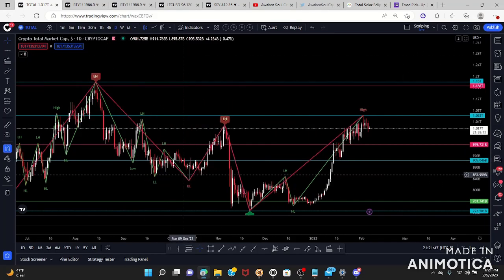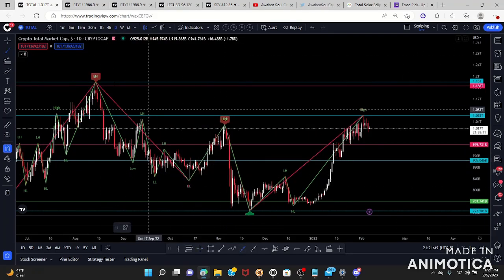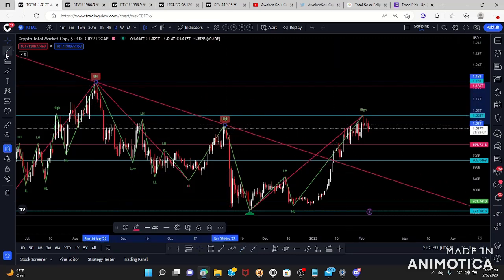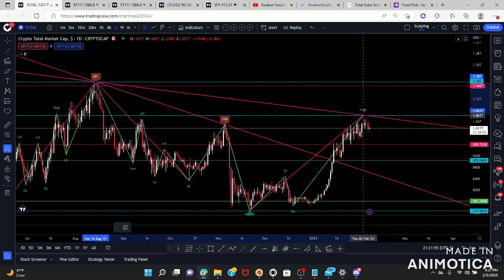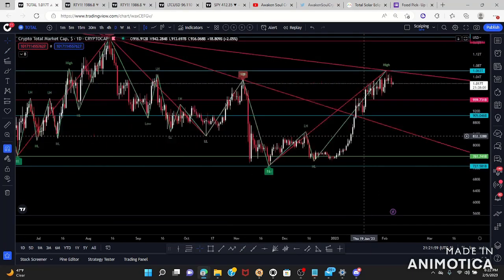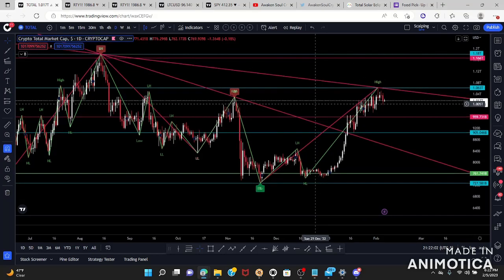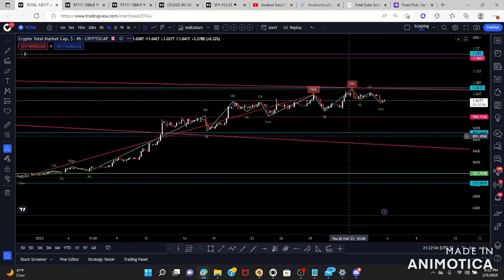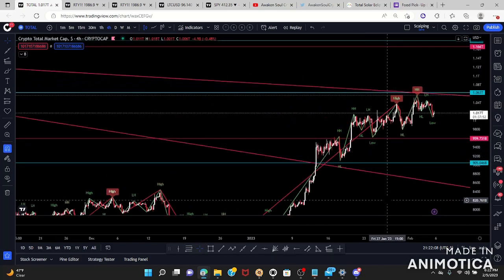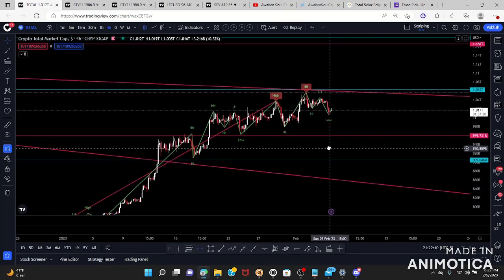Okay, so now that I am in my daily, I'm gonna put some trend lines from high to lower high, from high to most current high. Okay, let's move into our 4 hour here. So now I'm gonna do 4 hours.